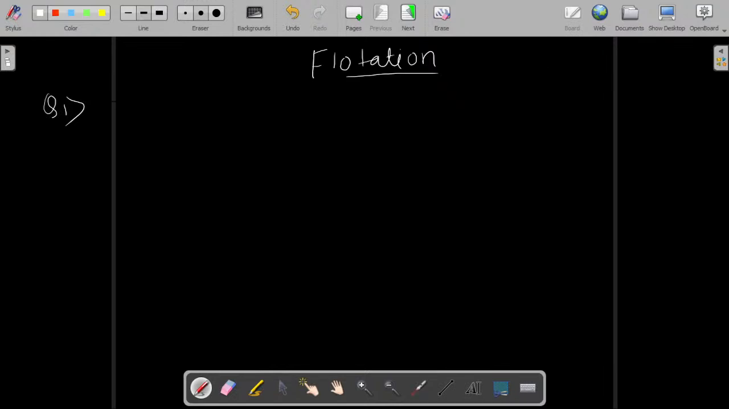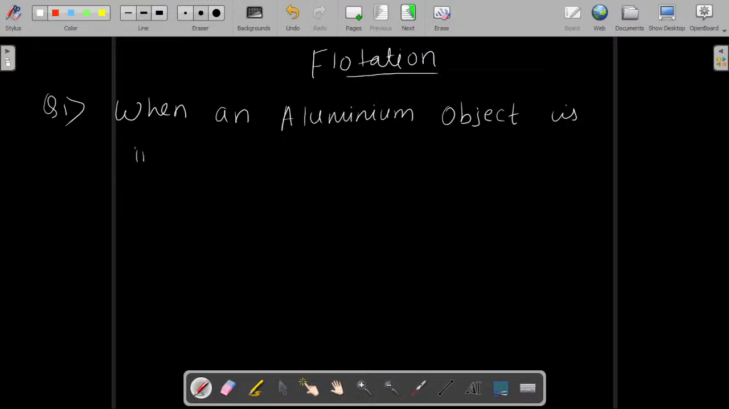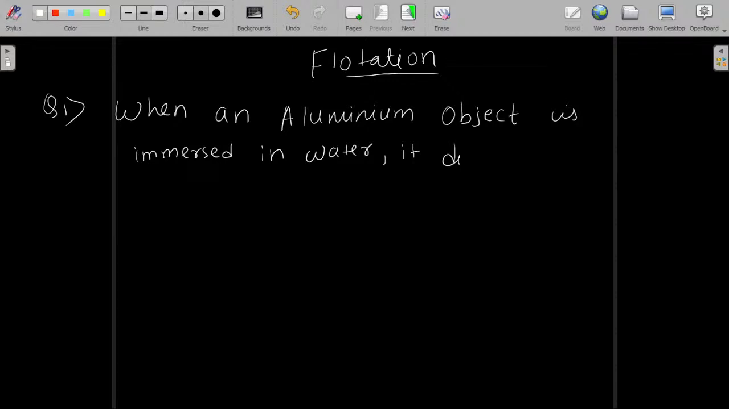Question number 1. When an aluminium object is immersed, what is the meaning of immersed? In water, it displaces 5 kg of water.